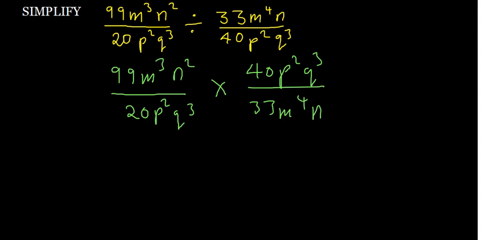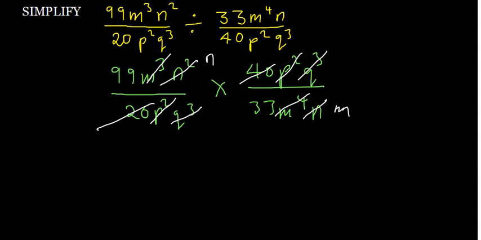So from here what you can see, p squared will cancel with p squared, q to the power 3 will cancel with q to the power 3. 1n here will cancel with 1n there, so we're going to remain with 1n. And then m to the power 3 will cancel with m to the power 4, so we're going to remain with 1m. And then 20 can go into 40, that is 2 times, right? 33 can go into 99. How many times? That is 3 times. So what we have remained with on top is the 3n.